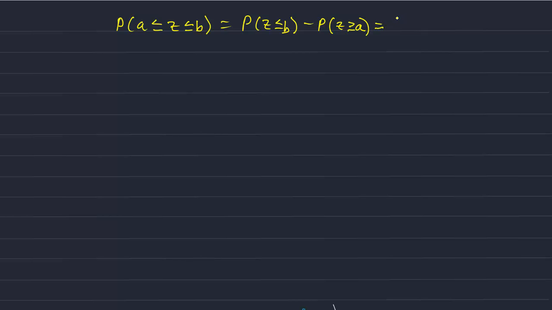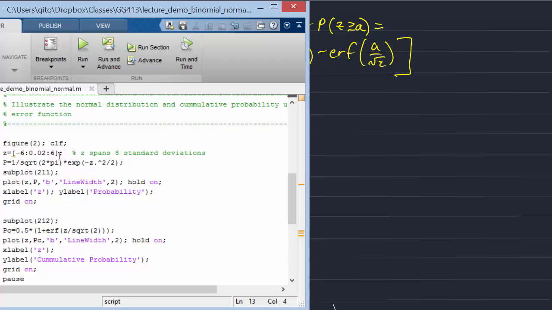And that's equal to 1/2 of erf(b over the square root of 2) minus erf(a over the square root of 2). So let's look at an example, and we'll return back to the script that I have for you.